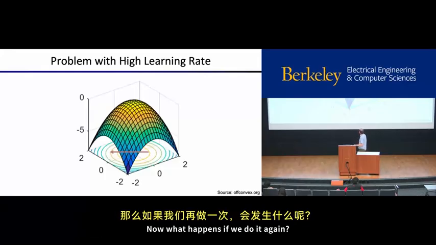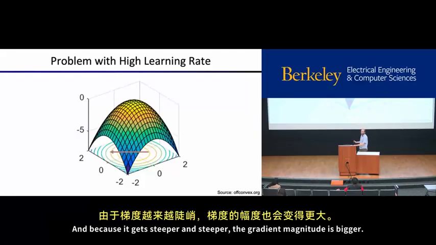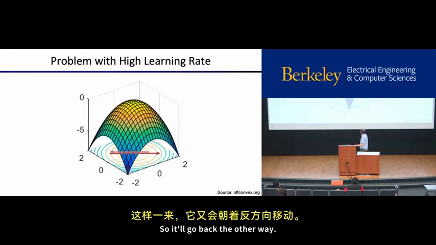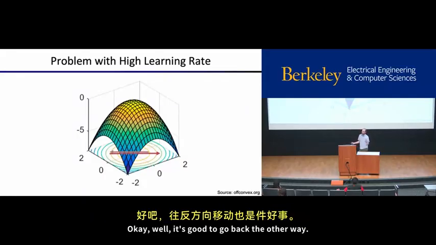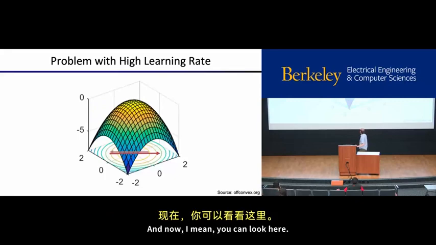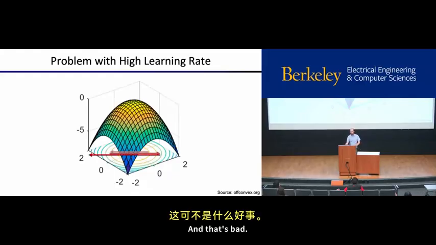Now what happens if we do it again? Now with this loss function, as you get further away, it gets steeper and steeper. And because it gets steeper and steeper, the gradient magnitude is bigger. And so the next step will be even bigger than that one. So it'll go back the other way. Okay, well, it's good to go back the other way, but it's bad to go so far back the other way. And now you can look here, it was a little bit steep. Here it's even steeper. And so when we go back with the same learning rate, we'll overshoot it even worse. That's bad.